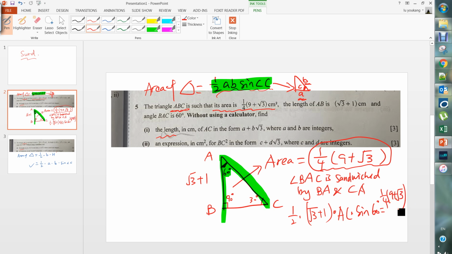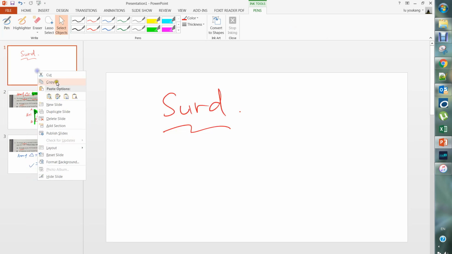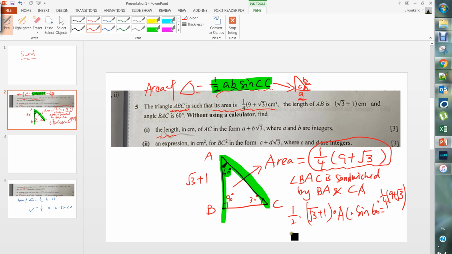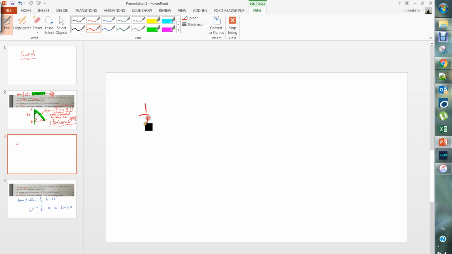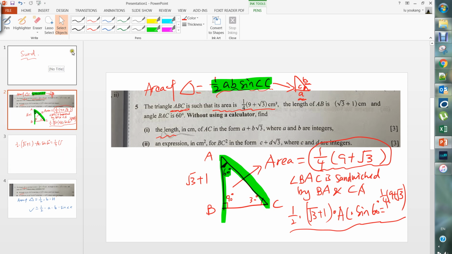I've run out of space, so let me use another slide. I'm going to copy what I have written here, the whole thing. So it's half times (square root 3 plus 1) times AC, then sine 60, equals 1/4, let me double check, (9 plus square root 3).